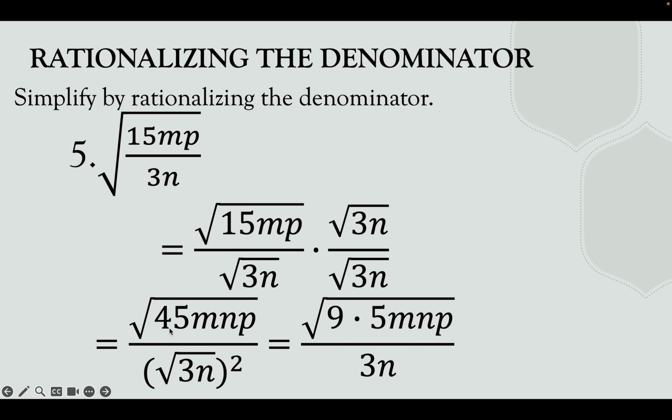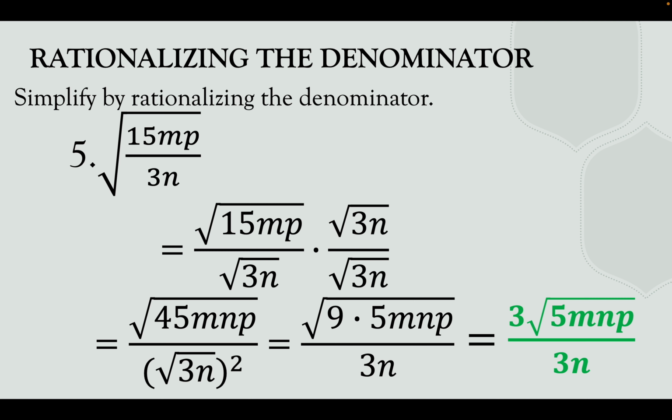Now, since 45, we can factor this one into 9 times 5. Because 9 is a perfect square, we can simplify this one. So, square root of 9, we have 3. And then the remaining value in the radical, we have square root of 5mnp over 3n.